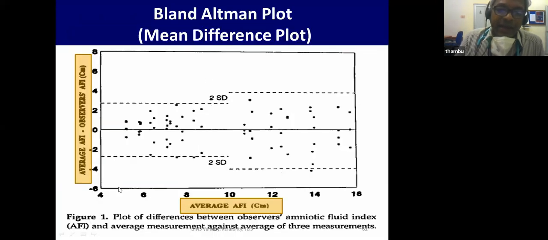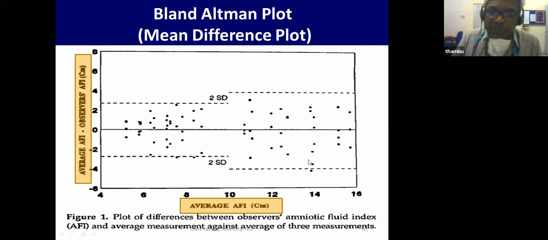So this is the average amniotic fluid index. Here is the average amniotic fluid index minus the observer's amniotic fluid index. So we want to see over the whole range, how are the values changing? And you can see that when the amniotic fluid index was small, there was not much difference between the average AFI and the observer's AFI. It was within 2 standard deviation. As the amniotic fluid index went higher and higher, the difference seemed to become more and more.